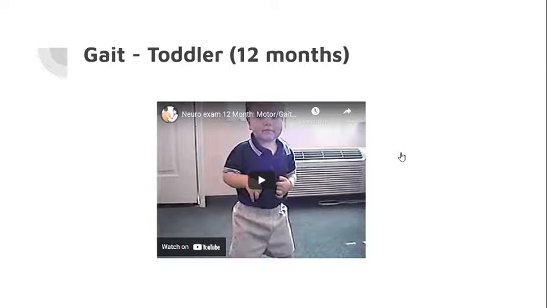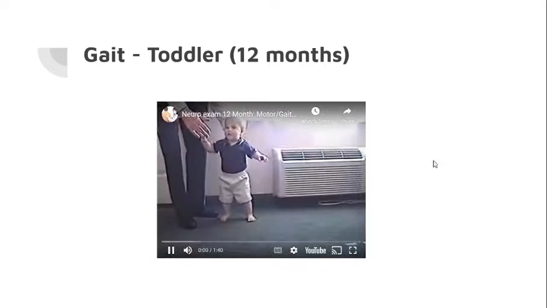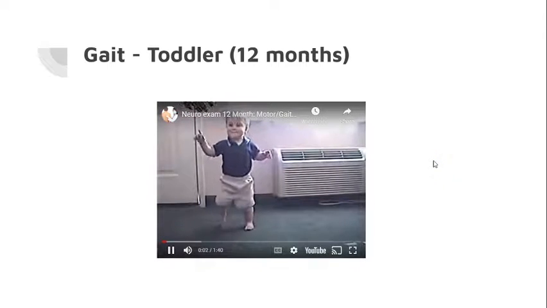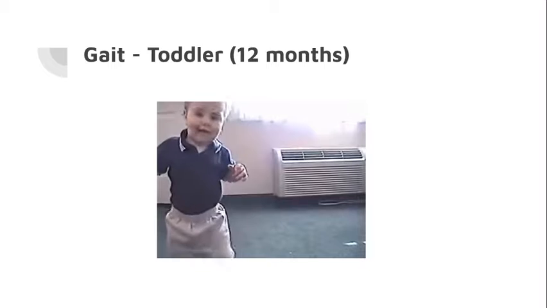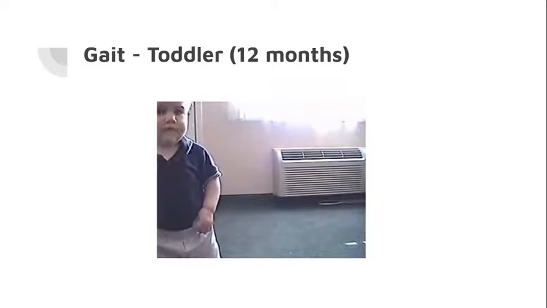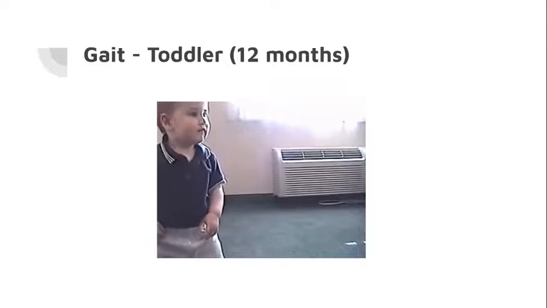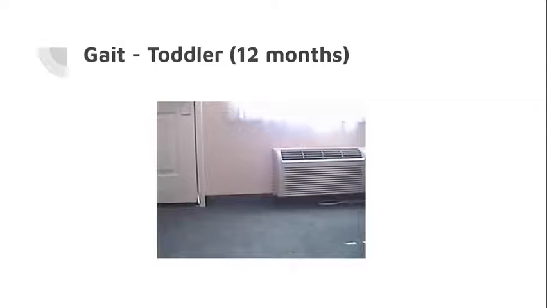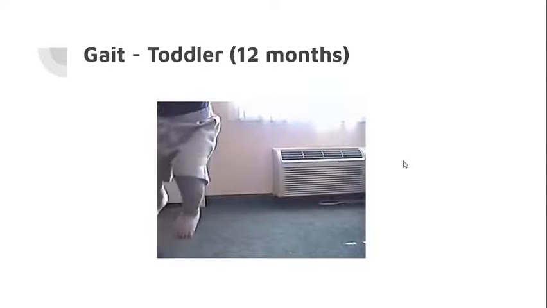Here's a little video, and we could just see some differences in their gait. I'm not going to play the whole thing. Very wide stance, very clumsy, a lot of movement. The arms are held very high. There's not a lot of reciprocal arm swings, so there's not going to be a lot of stability.